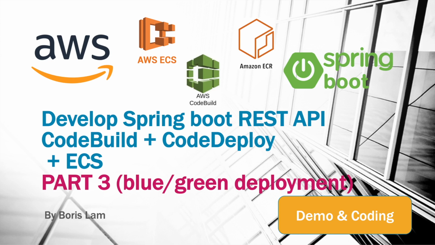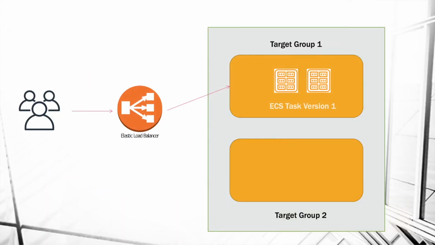Before I go to the demonstration, let me explain a little bit more about the system architecture in the blue-green deployment. This diagram shows you the system architecture. You can see that the user will access the RESTful service through this application load balancer, the ALB. The ALB will direct the traffic to the ECS task, which is in target group 1.